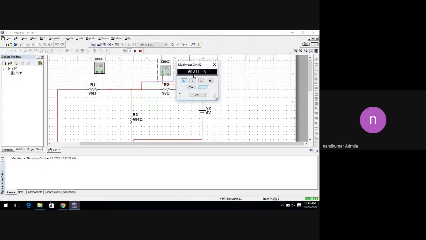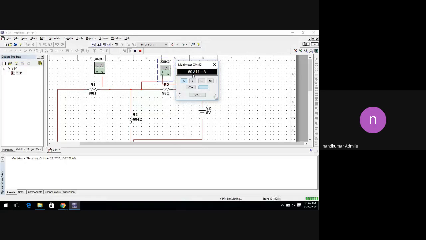After that, in order to calculate the value of I1, we consider the voltage source V1. When we consider the voltage source V1 in the Y parameter, we make the voltage source V2 a short circuit. And when we have to calculate the value of I2, we consider the voltage source V2 and make V1 a short circuit. So the value of current I2 is 69.811.